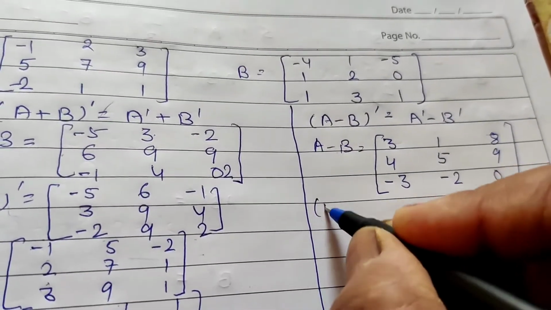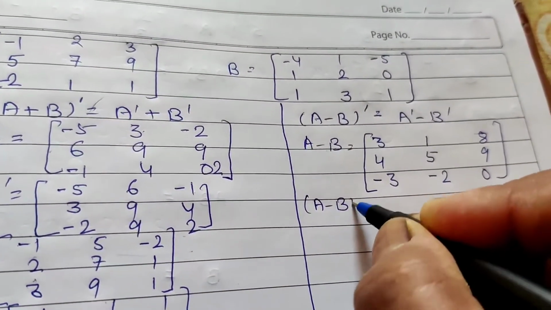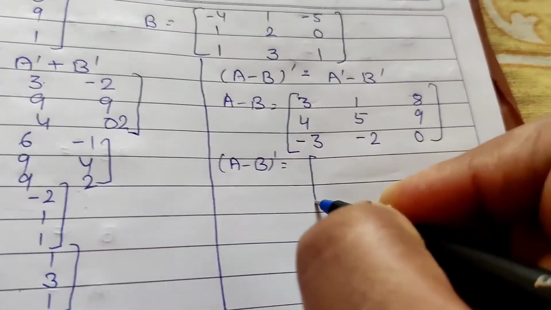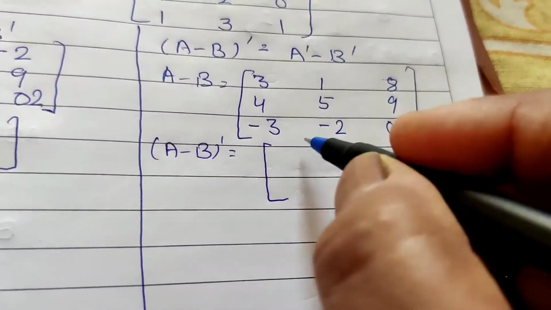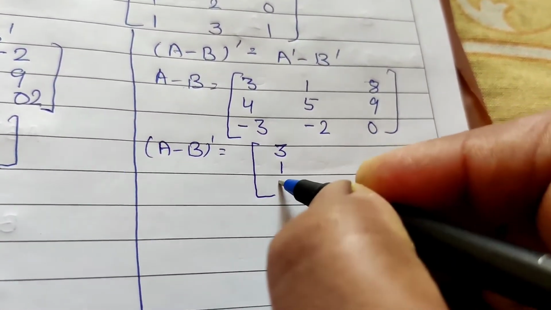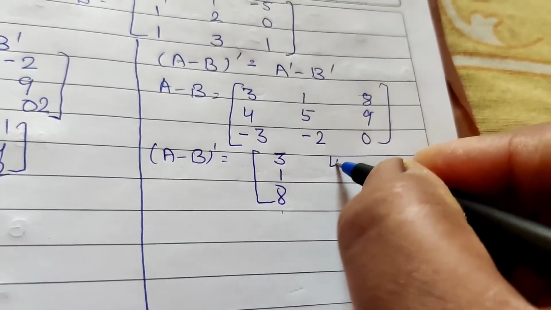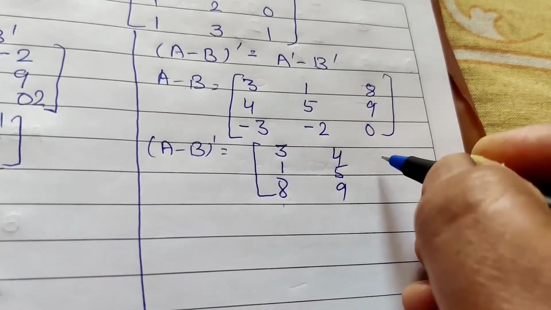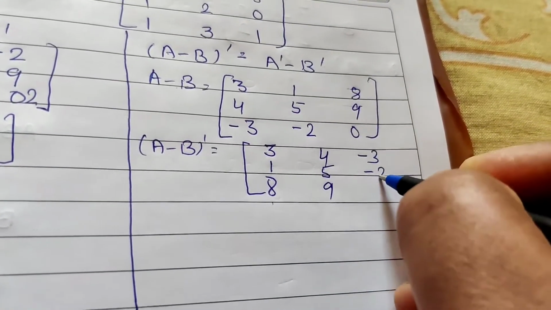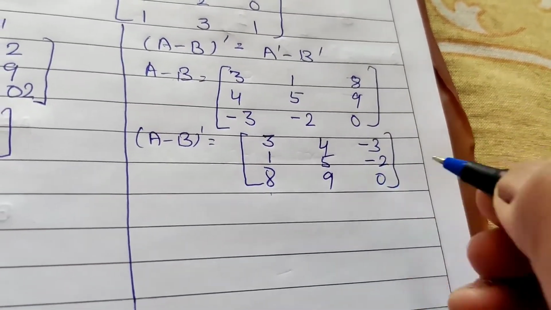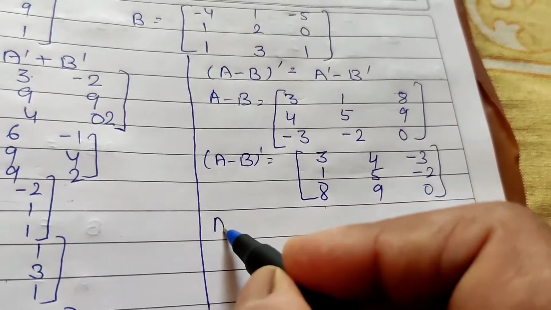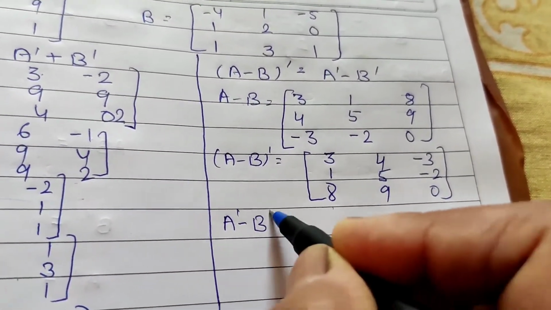And transpose of A minus B, 3, 1, 8. This row converts into the column. Second row 4, 5, 9. And -3, -2, 0. This is the transpose of A minus B.